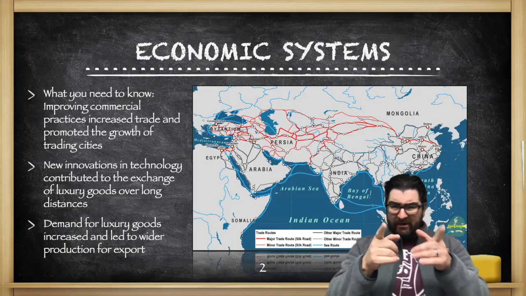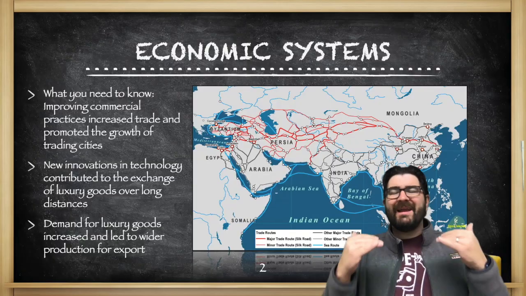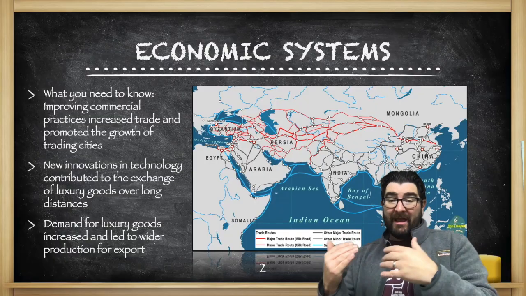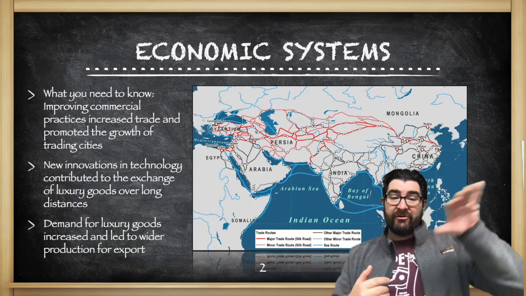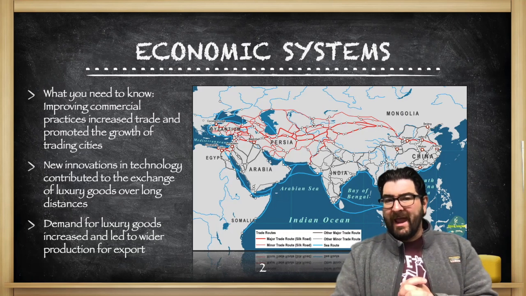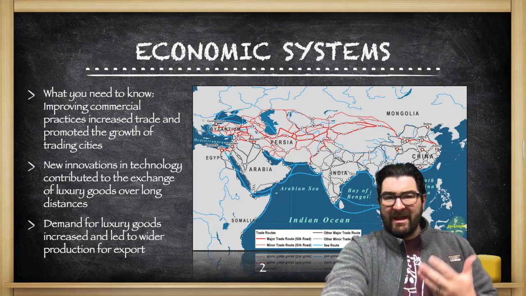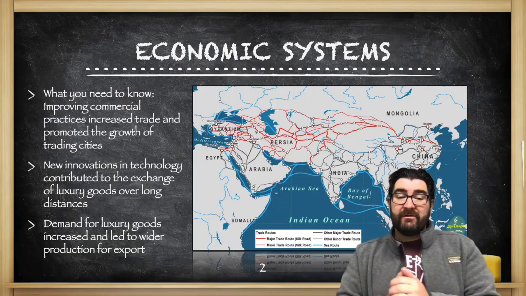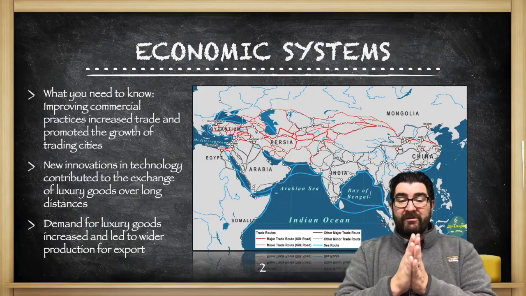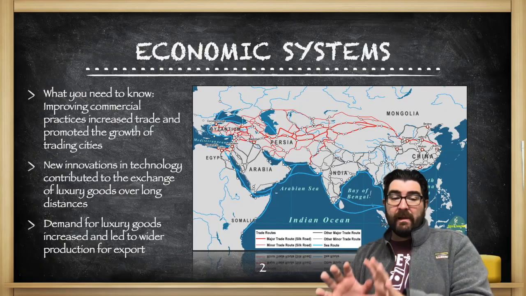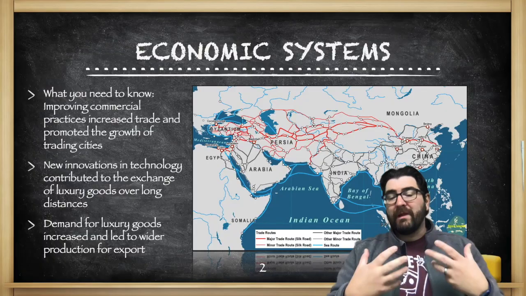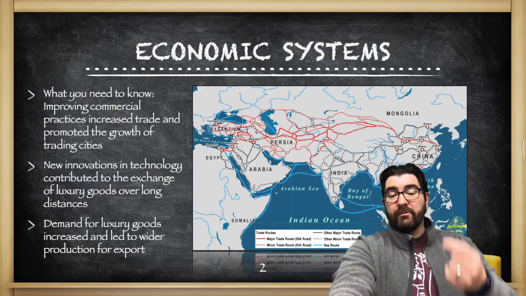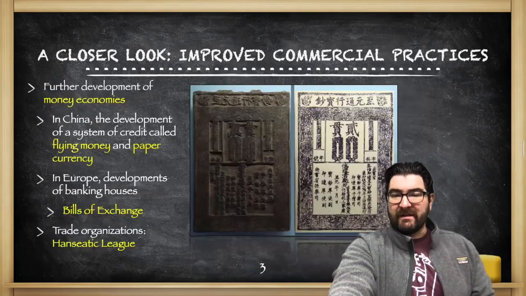Now, one thing I do want to point out as you look at the map above me, the Silk Road is not a road. It's a network of trade routes throughout Asia, from East Asia across Central Asia to Southwest Asia and into the Anatolian Peninsula, which is today's Turkey. We also want to make sure we know about the innovations in technology that contribute to the exchange over long distance trade routes, and that the demand for luxury goods is what is fueling this growth on the Silk Road trade network, and will also fuel wider production of those luxury goods in places like China.